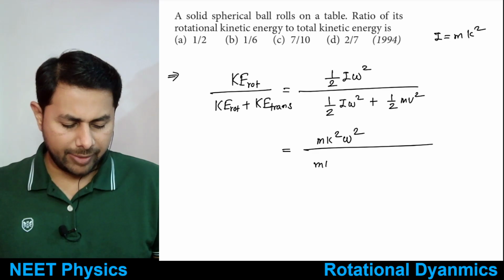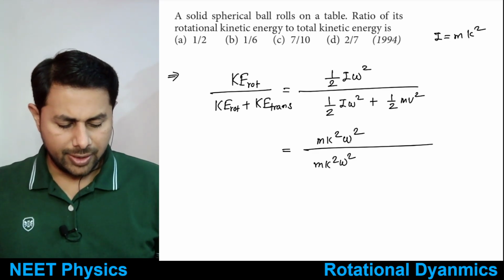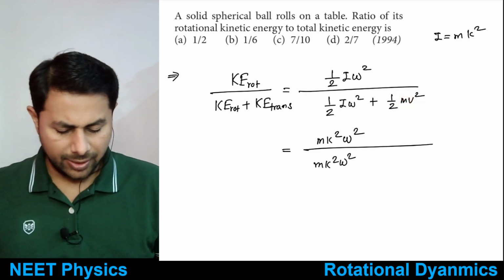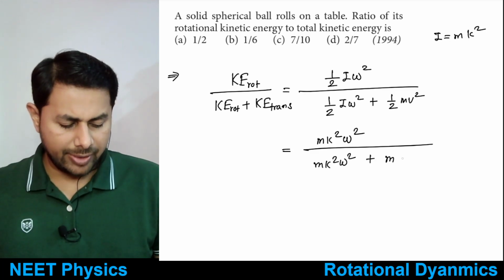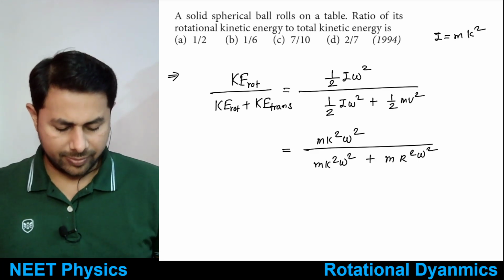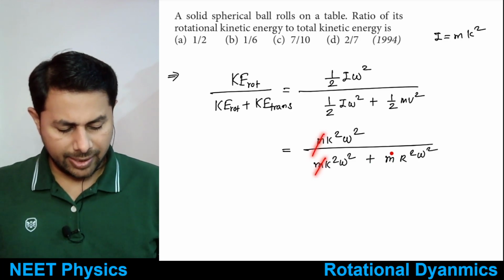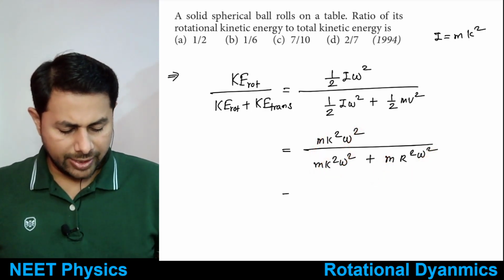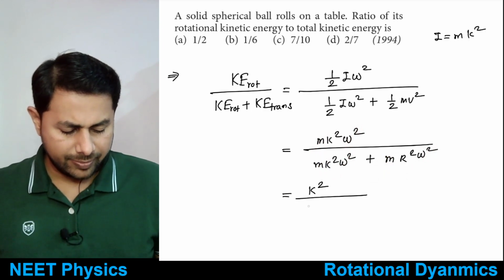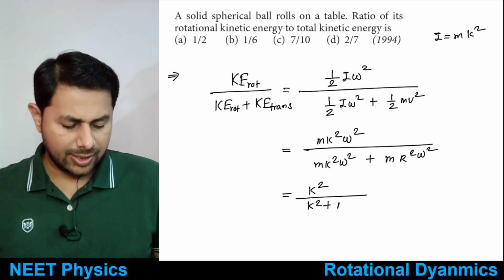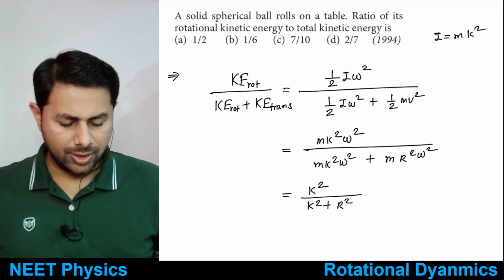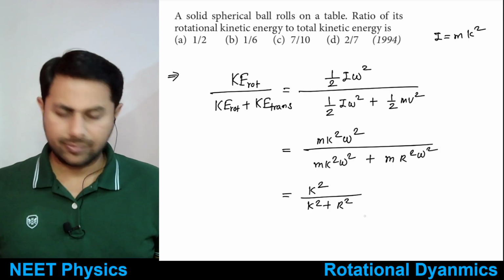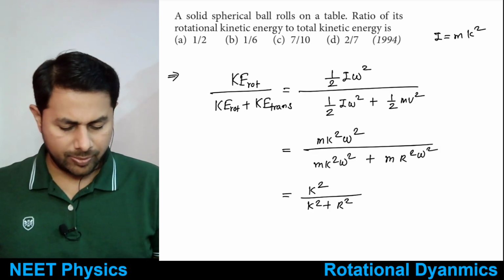This I is equal to m k square. Okay, you have m k square omega square. And what is this v? V is r omega. So you have m multiplied by r square omega square. Okay, so m gets cancelled out, omega square gets cancelled out. So what you get finally is k square divided by k square plus r square. So this is rotational kinetic energy divided by total kinetic energy.